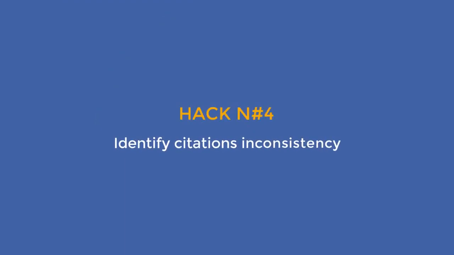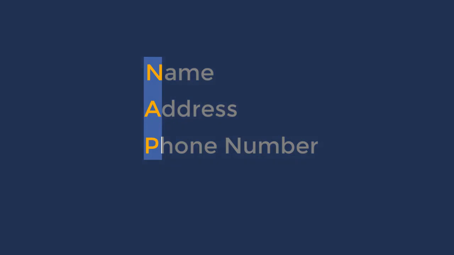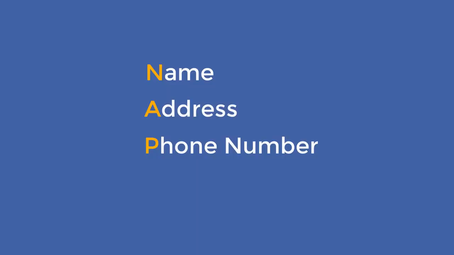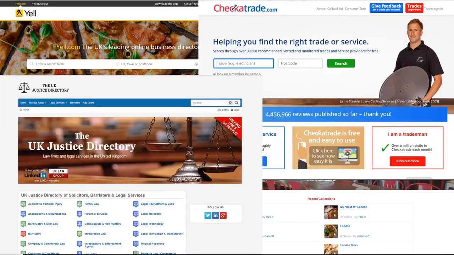Identify citation inconsistencies. If you don't already know what a citation is, let me give you a brief recap. It is a mention of your business on the web, which generally includes the name, the address, and the phone number of your business, also known as NAP. Citations are generally found in business directories such as Yelp, and many other specialized directories.